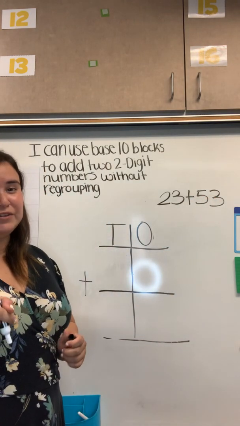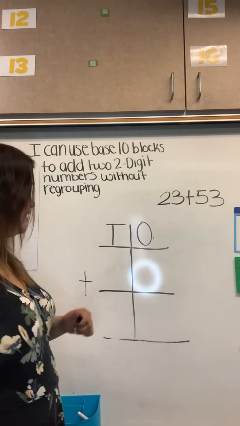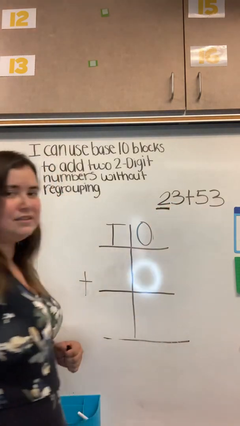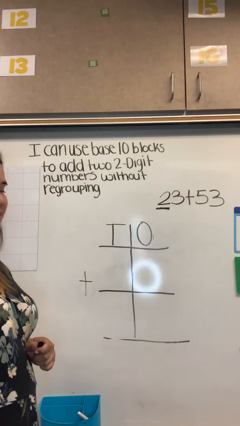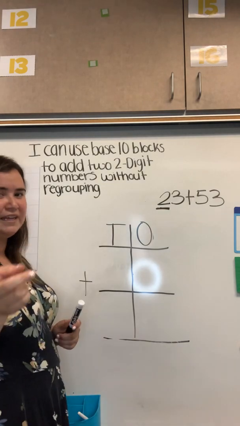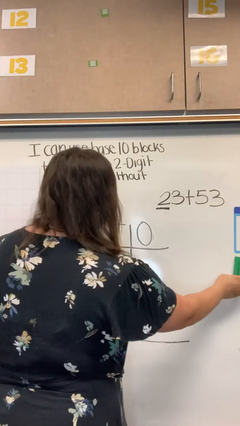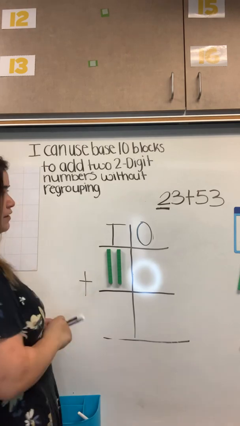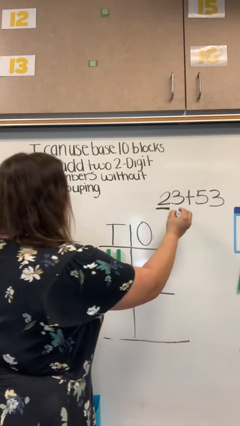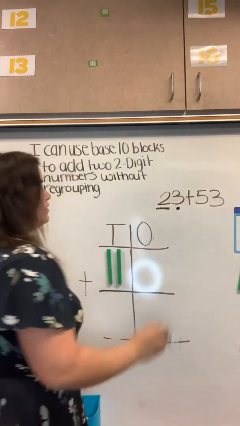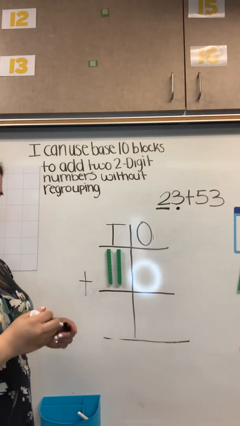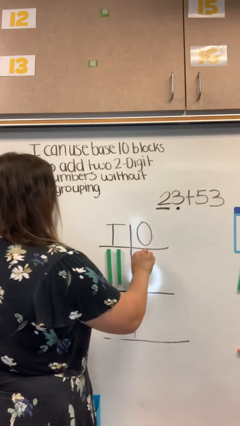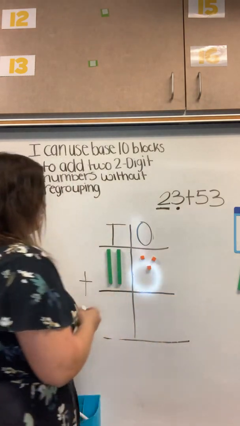So do you remember what we're going to do first? Right, we're going to look at our 10s place in the number 23. How many 10s do we have? We have 2, so how many 10s rods do we need? 2, good job. We're going to do 1, 2. Now we're going to look at our 1s place in the number 23. How many 1s cubes do we need? 3, right.